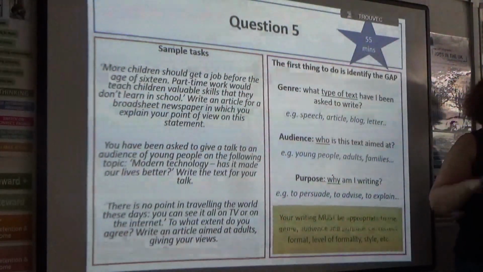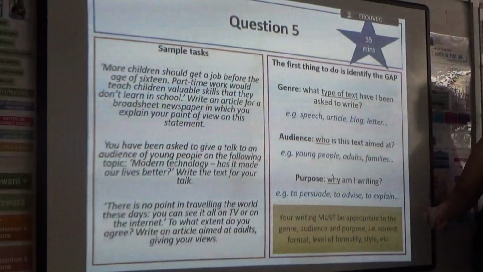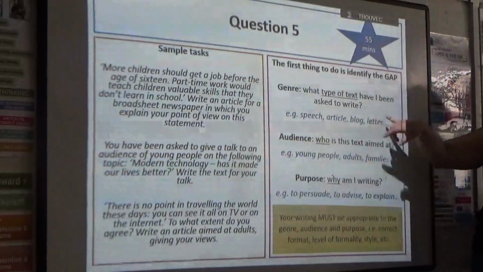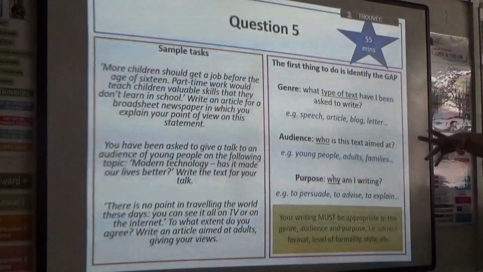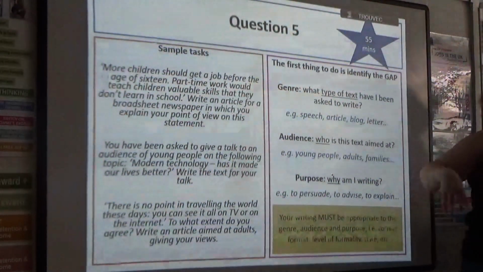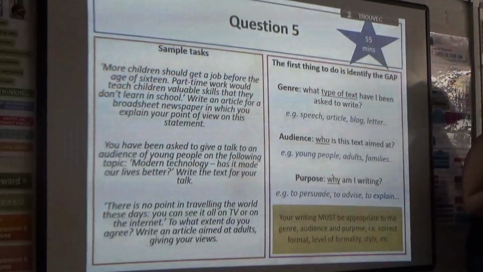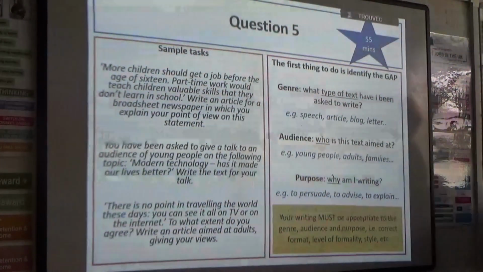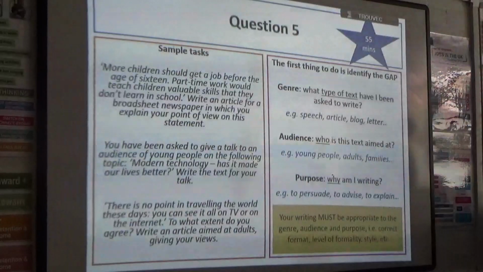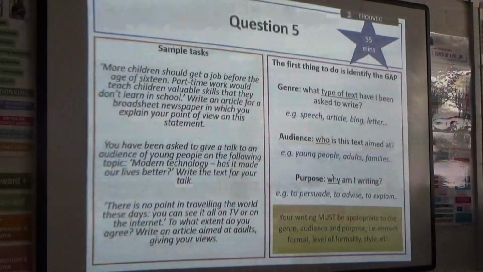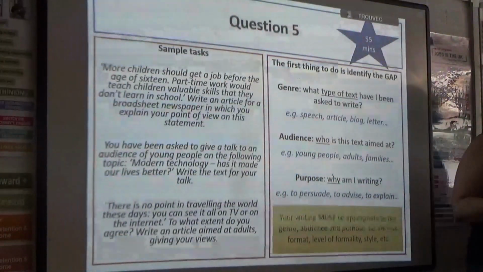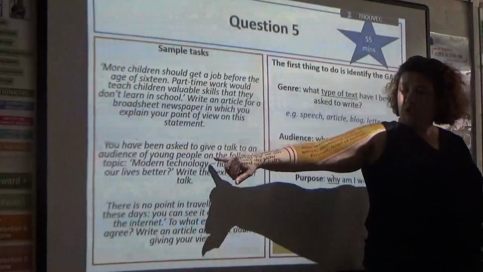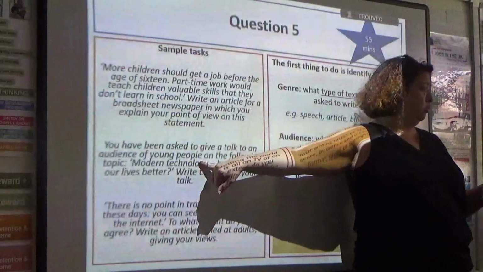First thing you need to do is identify the genre, audience and purpose. Okay? What kind of text have you been asked to write? Speech, article, broadsheet newspaper, a talk. Who is your text aimed at? Alright? Is it aimed at adults, men, women, children your age, younger children? If we have a look at the second one, the modern technology, has it made our lives better? Yes. You know that you are writing for young people.